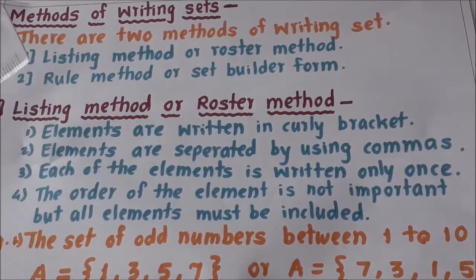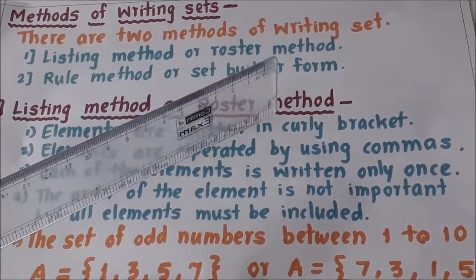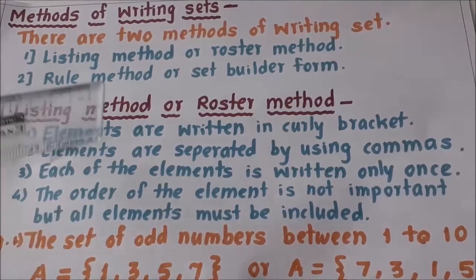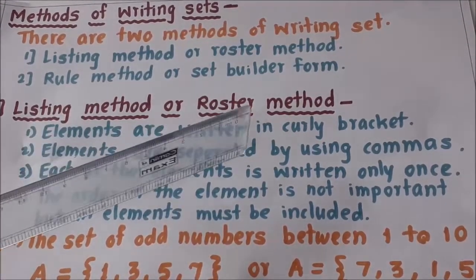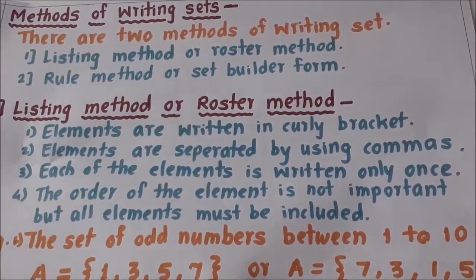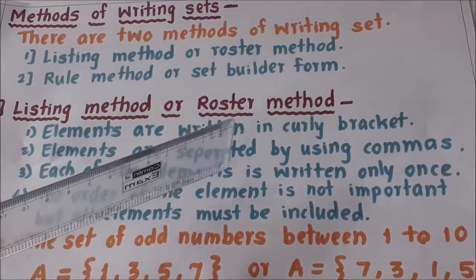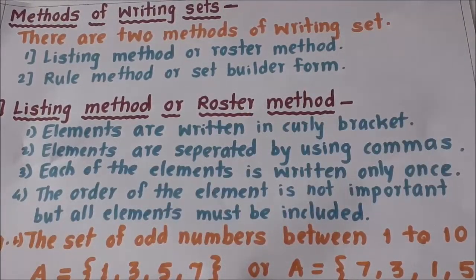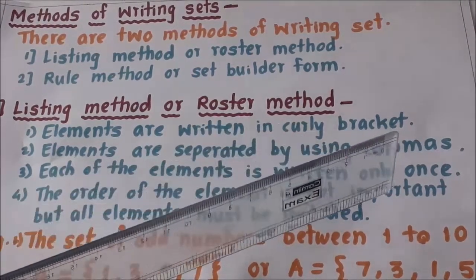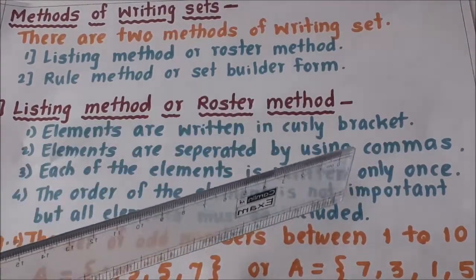First one, in listing method, elements are written in curly brackets. Always remember that we have to write the elements in curly bracket. Second point, elements are separated by using commas. Here we separated the elements by using comma. Third one, each of the elements is written only once. Now, if any set contains the repeated digits or repeated numbers or repeated alphabets, then we have to write once only. Fourth one, the order of the elements is not important, but all the elements must be included.